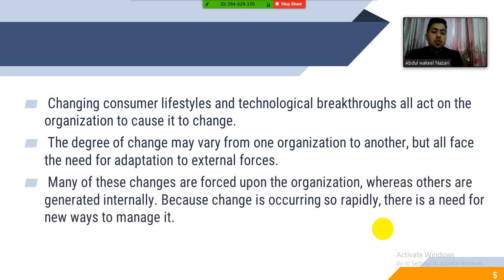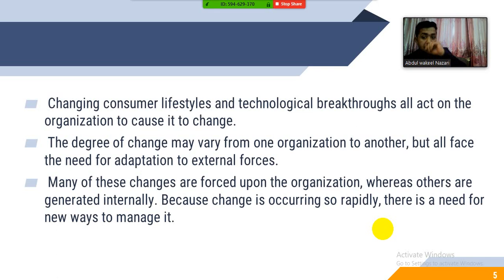Many of these changes are forced upon organizations, whereas others are generated internally. Because change is occurring so rapidly, there is a need for new ways to manage it. Political changes, economic changes, social changes are forcible. They force the organization to change itself.